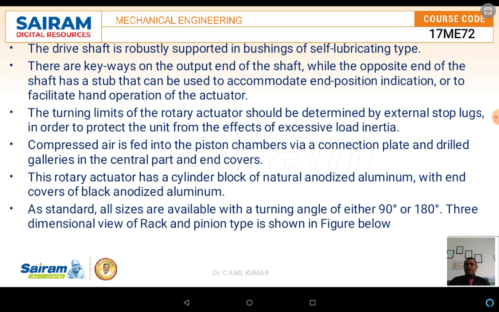The turning limits of the rotary actuators should be determined by an external stop, or by means of a lug or any other switch mechanisms. The compressed air is fed to the piston chamber via the connection plate and a gallery, which is in the central plate and the end cover. The rotary actuator is a cylindrical block of natural anodized aluminum with the ends covered with black anodized aluminum. The standard ones are available with a turning angle of either 90 degrees or 180 degrees.